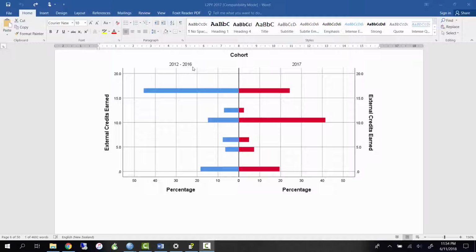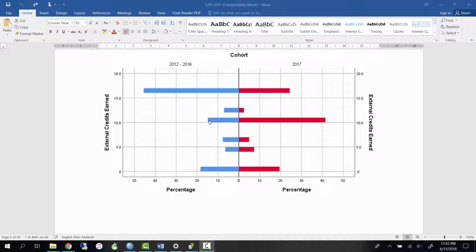2012 to 2016 on this side, 2017. The vertical axis shows us the external credits. So working from the bottom, these two lines going out to about 20%, about the same length, at 0 credits. Then at 4 credits, they're about the same length. Then at 6 credits, they're about the same length.